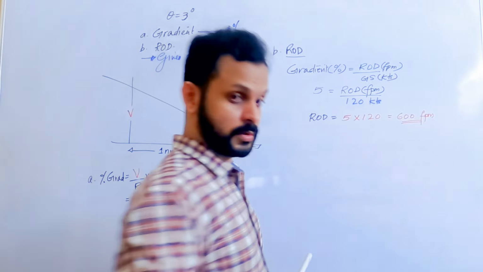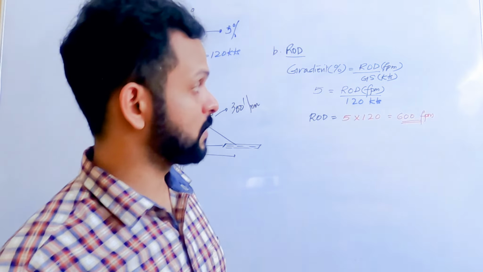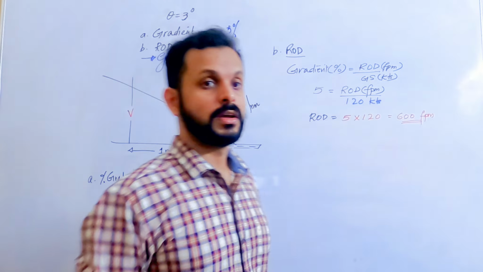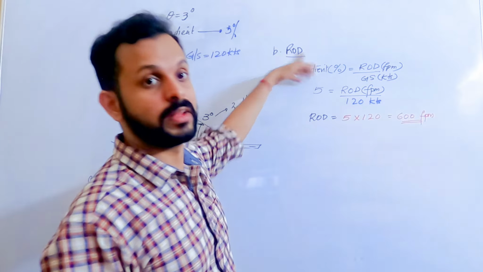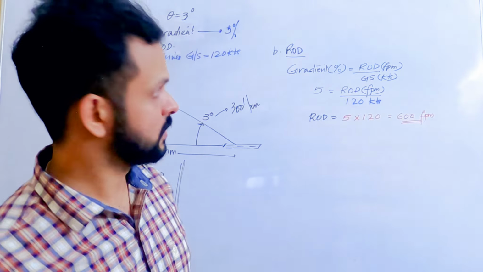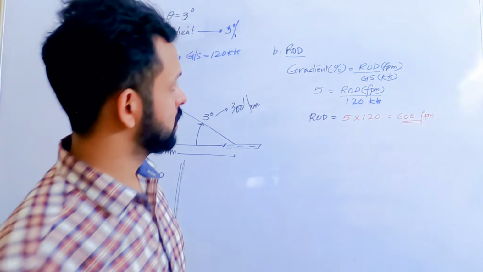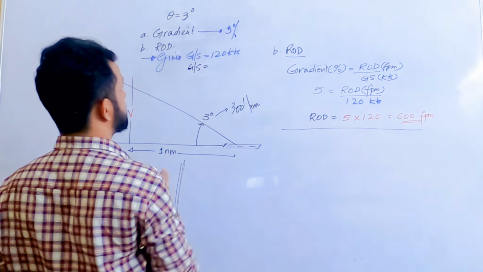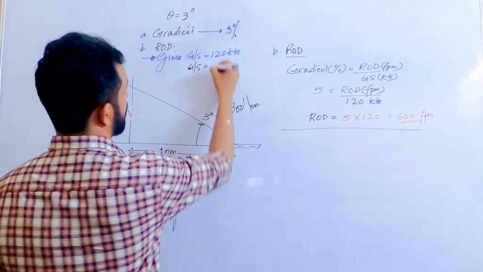Okay. Your rate of descent has to be 600 feet per minute. You have to lose 600 feet every minute if you want to stay on the 5% gradient or 3 degrees of glide slope. It's the same glide slope. Right? What about your ground speed is 100 knots.